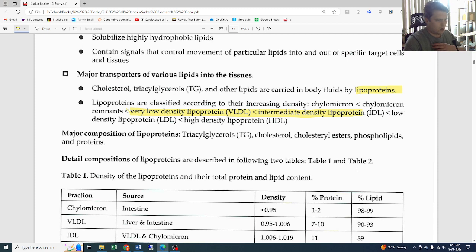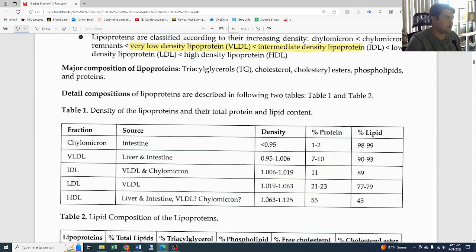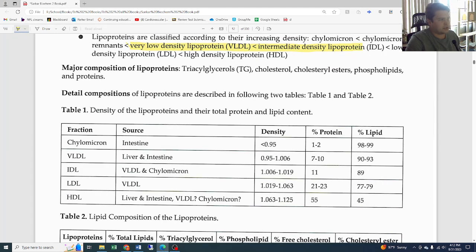They are all throughout the different structures of the body, but we tend to identify chylomicrons more with the small intestine, the VLDLs more with the liver, and then the HDLs and LDLs with the blood. So the major composition of the lipoproteins: we have triacylglycerols, cholesterol, cholesterol esters, phospholipids, and proteins. The detailed composition of lipoproteins is described in the following two tables.